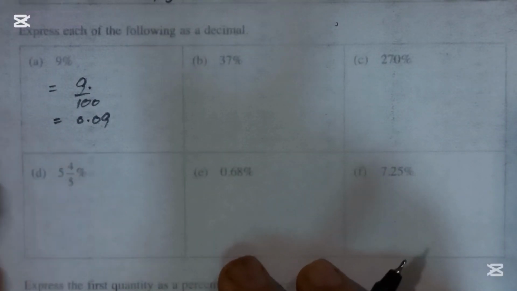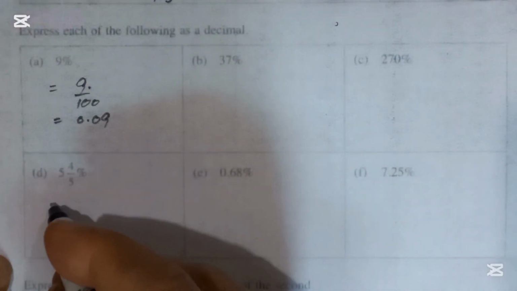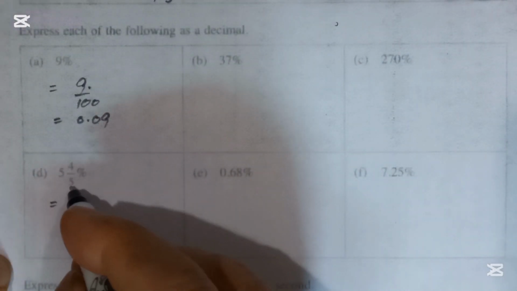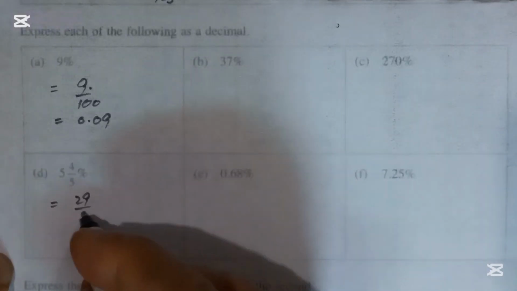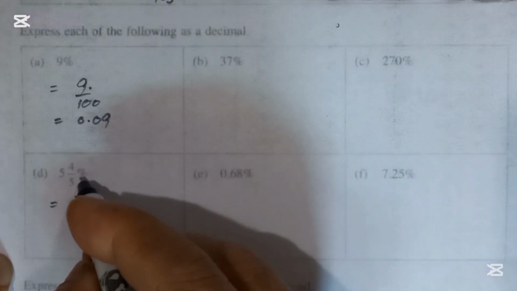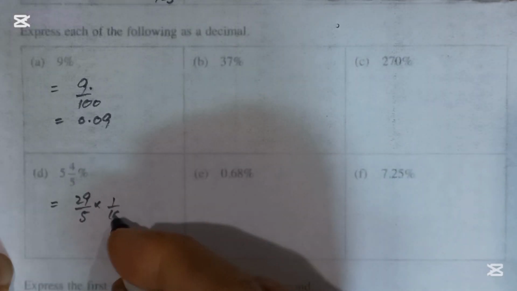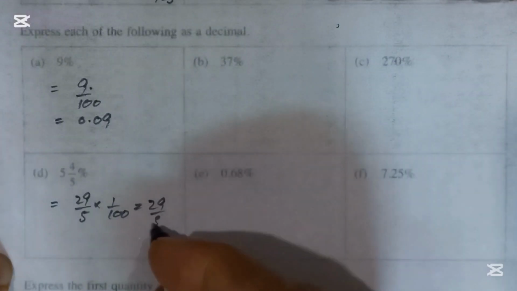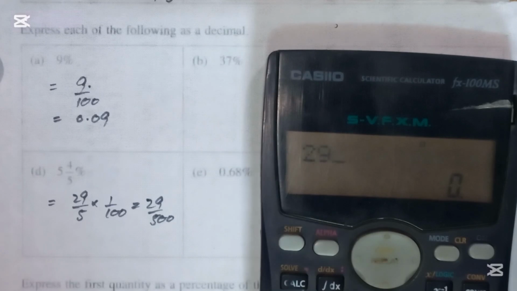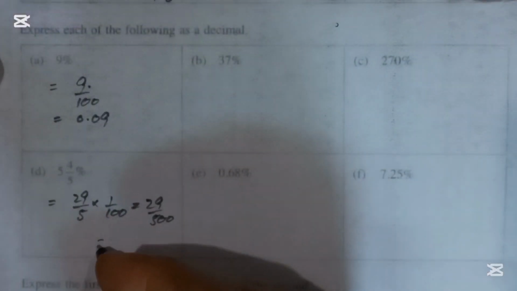Here is a fraction. So first we will convert it to a proper fraction. 5 5s are 25 and 4 will become 29 in the numerator, and in the denominator we will have 5. Drop the percentage sign and divide the number by 100. So at this step we will have 29 over 500. The answer, 29 divided by 500, will be equal to 0.058. So this is the decimal.